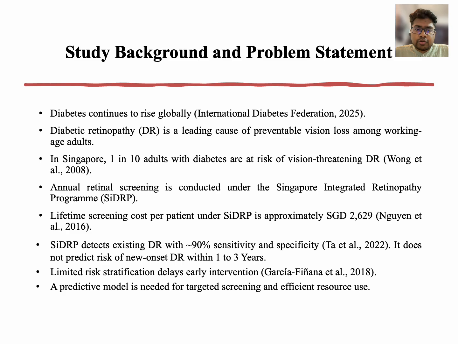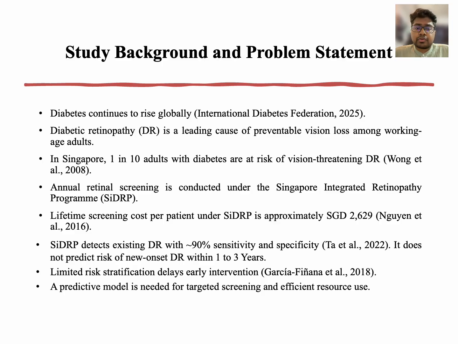So, diabetes continues to rise globally according to the International Diabetes Federation. And one of the complications of diabetes is diabetic retinopathy, hereon referred to as DR. DR is a leading cause of preventable vision loss among working age adults. In Singapore, 1 in 10 adults are at risk of vision-threatening diabetic retinopathy.